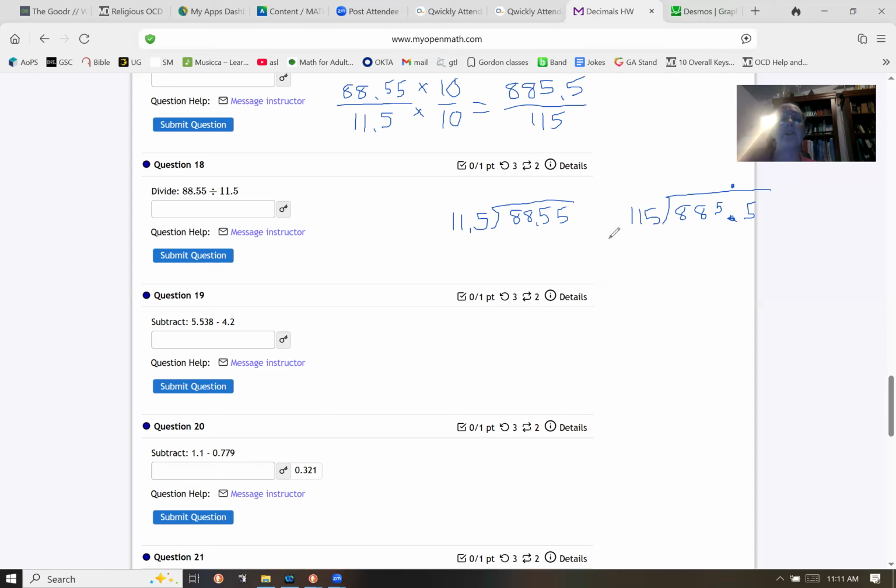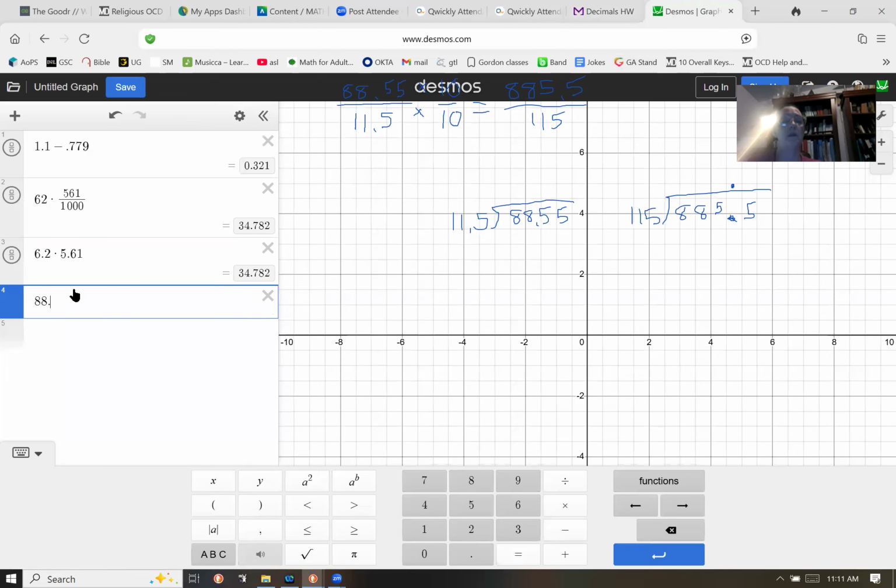I'm not going to do that in the interest of time. We'll just go in and finish this off in Desmos. 88.55 divided by 11.5, and the answer is 7.7.